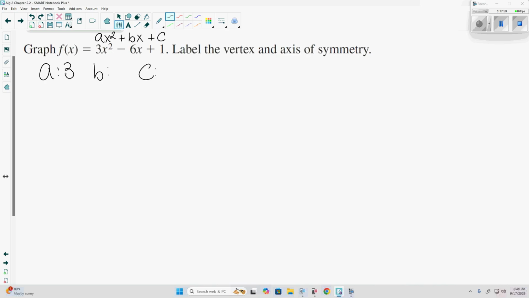B would be negative 6. So we do take the 6, and because there is a negative sign in front of it, that would be a part of B. And the value of C is positive 1, or 1.